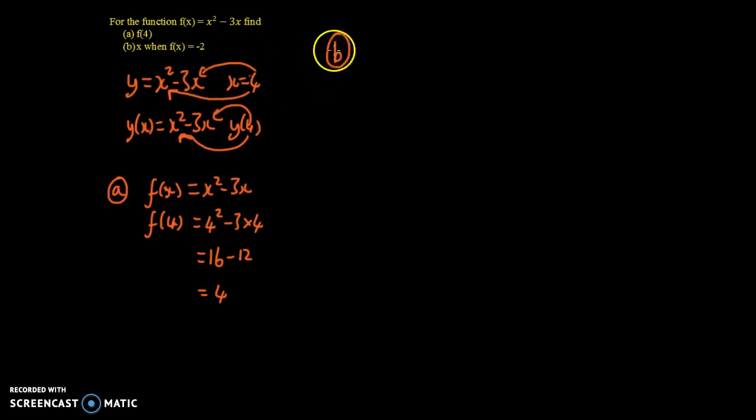Part B is a little bit trickier. And again, I'll start by writing out the function. Now this time, we're given the value of f of x, and we've got to find x. So f of x is negative 2. And we've got to find the value of x.